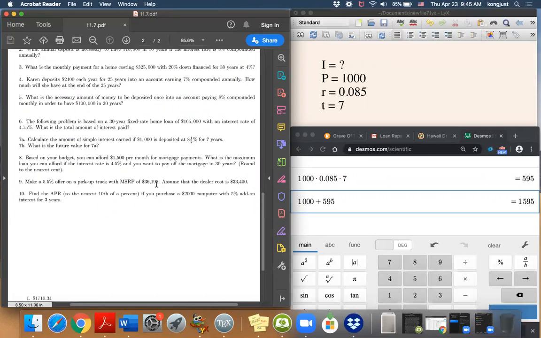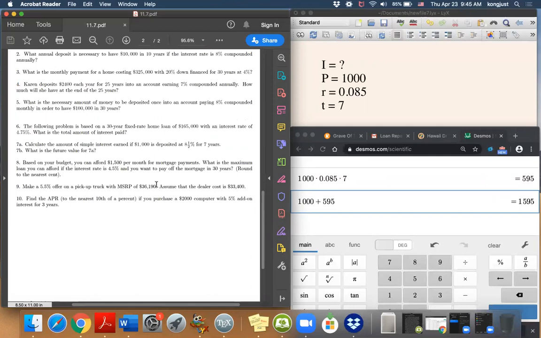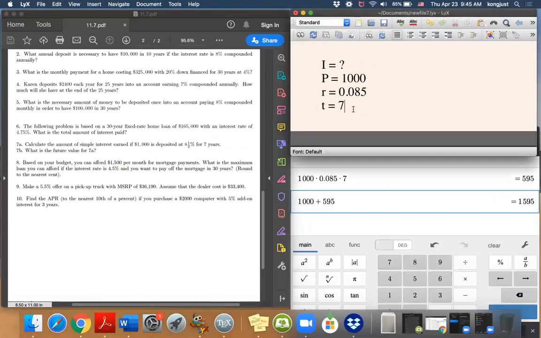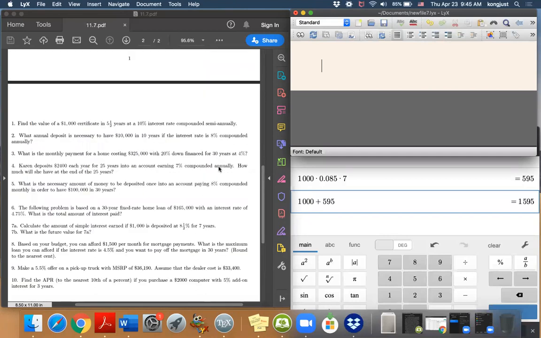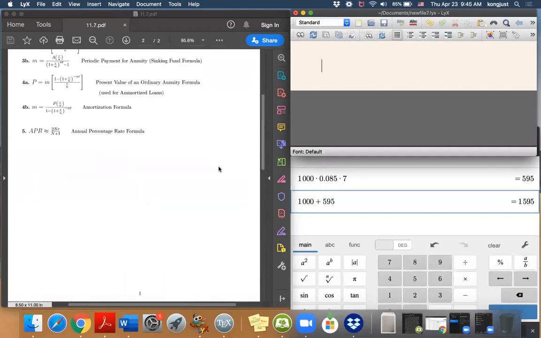Okay, number 8. Based on your budget, you can afford $1,500 per month for mortgage payments. Okay, keyword mortgage. I already know where I'm going to be, 4A or 4B probably. What's the maximum loan you can afford if the interest rate is 4.5% and you want to pay off the mortgage in 30 years, round to the nearest cent? I don't know why I didn't write round to the nearest cent for the previous questions, but just round everything to the nearest cent.